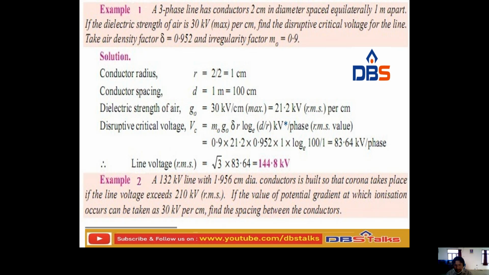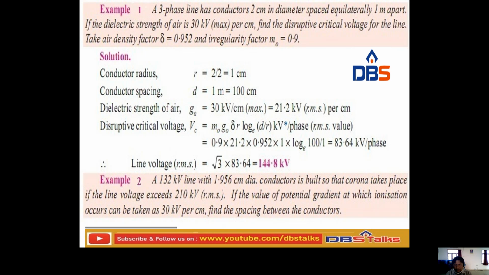83.64 kV per phase. That means at 83.64 kilovolts the corona will occur on the line conductors. Suppose you are going to the line voltage: the critical disruptive voltage is nothing but the phase voltage, the minimum phase to neutral voltage. To get the line voltage we multiply by √3. So line voltage RMS is equal to √3 into the phase voltage, that is 83.64, and we get 144.8 kV. So like this we have to calculate the critical disruptive voltage, and sometimes they also ask for the visual critical voltage. What is meant by visual critical voltage?